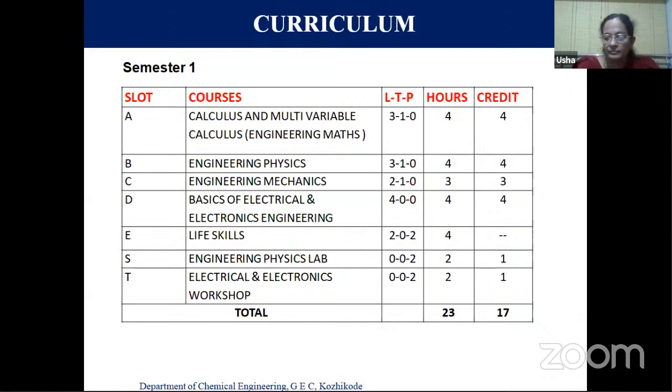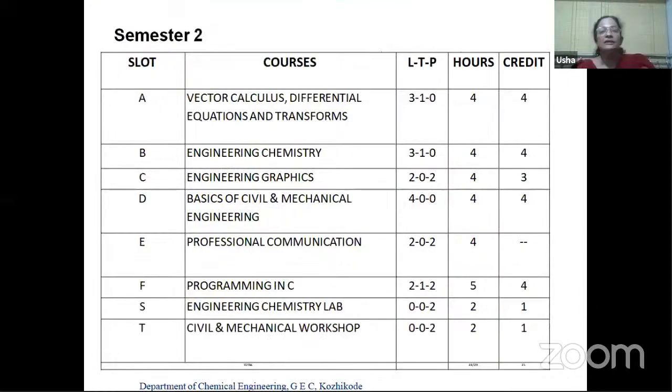Then in the second semester, maths is common for all semesters up to the fourth semester, where you study mathematics. Then chemistry and engineering graphics. Engineering graphics is very important in all the branches; imagination and visualization are also important for this. Then basics of civil and mechanical engineering, professional communication, computer subjects, programming, then engineering chemistry, and the civil and mechanical workshop.